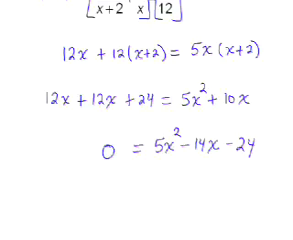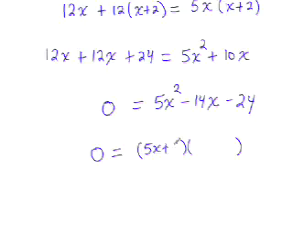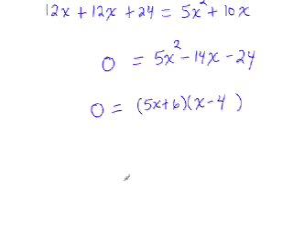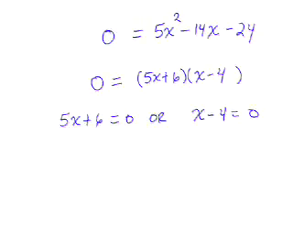So go ahead and try to see if this trinomial can be factored, and it can. The factors of this trinomial end up being 5x plus 6 times x minus 4. Now we'll set each factor equal to 0. So we have 5x plus 6 equals 0, or x minus 4 equals 0.